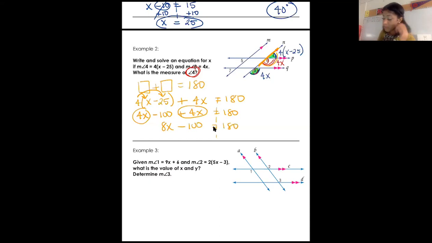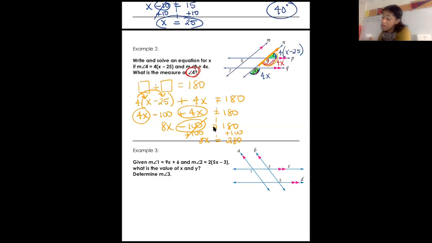equals 180, okay? Just like in the last problem, move the constants to the right. Move this minus 100. The opposite, or the inverse, of minus 100 is plus 100. That cancels out. Negative 100 plus 100 is 0. Bring down your 8x equals 280.